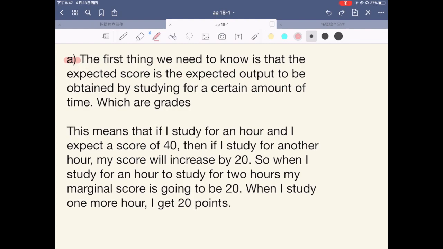The first thing we need to know is that the expected score is the expected output to be obtained by studying for a certain amount of time, which are grades. This means if I study for an hour and I expect a score of 40, then if I study for another hour, my score will increase by 20. So when I go from studying 1 hour to 2 hours, my marginal score is going to be 20. When I study 1 more hour, I get 20 points.